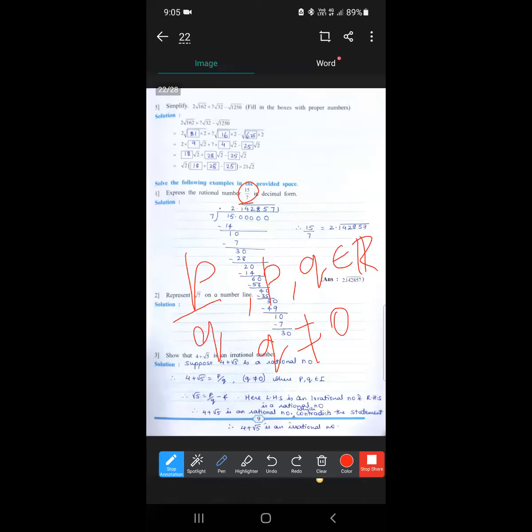So rational number means what? It is a fraction. When I say the word fraction, there should be a numerator and a denominator. Two numbers should be there. So here 15 upon 7 is a rational number, and you need to convert it to decimal form. That means you have to carry out the simple division method and get the quotient in decimal form.